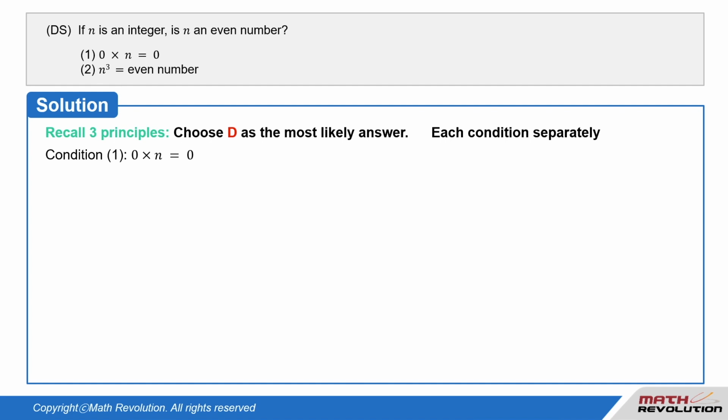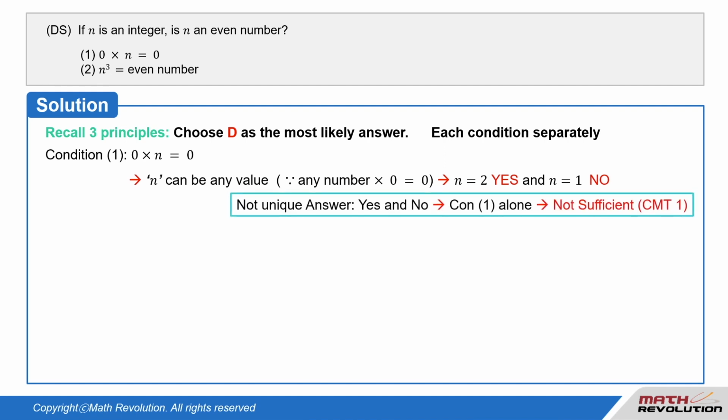Condition 1 tells us that 0 times n equals 0. Now, n can be any value, as any number multiplied by 0 will give us a 0. If n equals 2, then we get yes as the answer. But n equals 1 will get us no as the answer. Therefore, we do not get a unique answer, and the condition is not sufficient by the common mistake type 1, which means that if you get both yes and no as the answer, it is not sufficient.